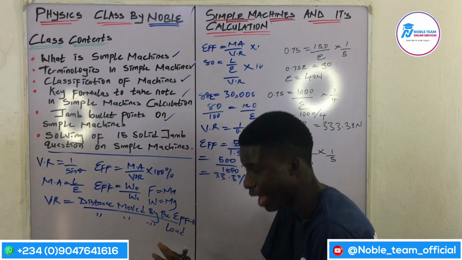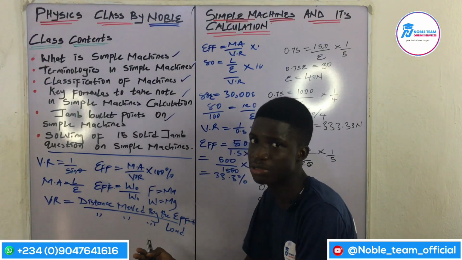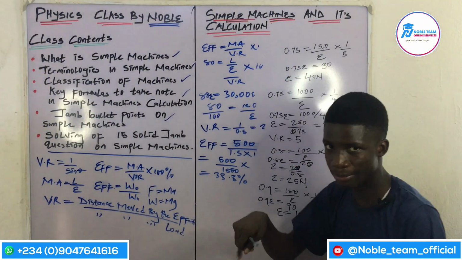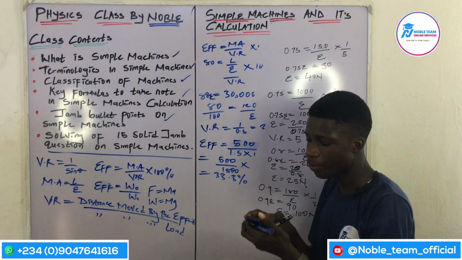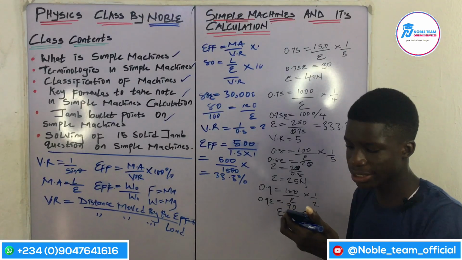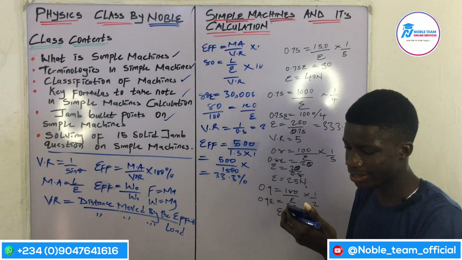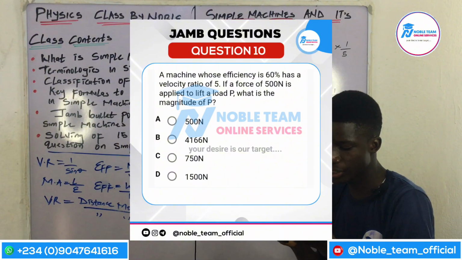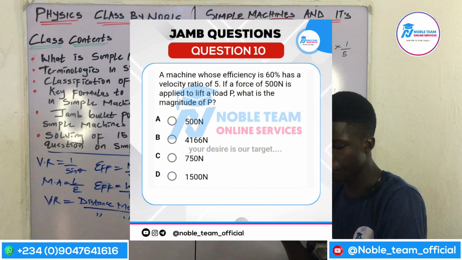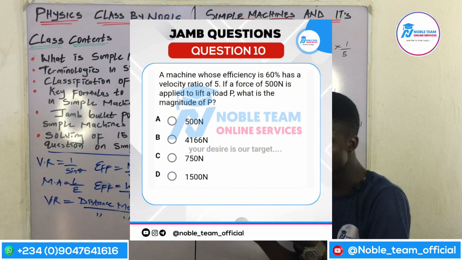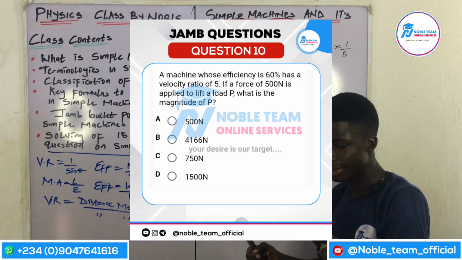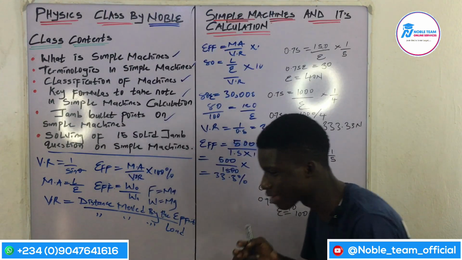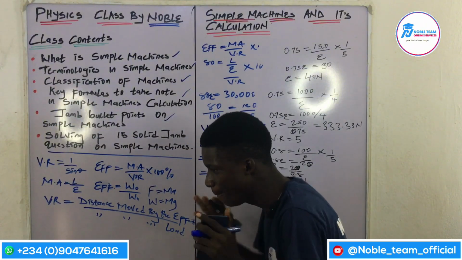Once we hear twice the load and the effort, it simply means that we are talking about the velocity ratio between them. Now question 10. A machine whose efficiency is 60% has a velocity ratio of 5. If a force of 500 Newton is applied to lift a load P, what is the magnitude of P? That is why I always say follow the question bit by bit.